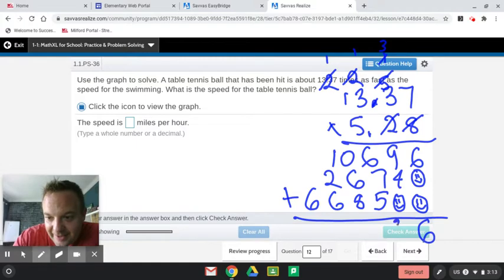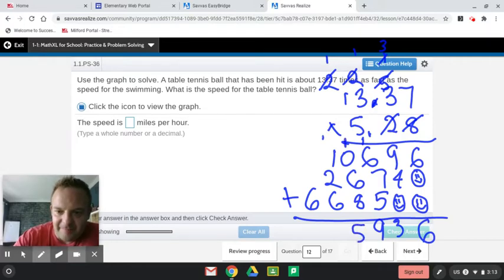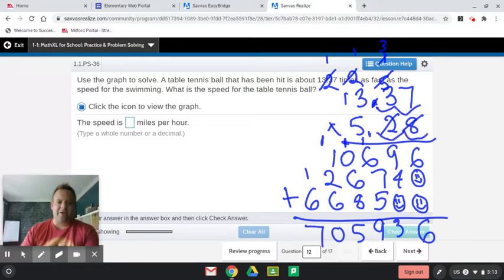6, 13, 7, 14. 14 plus 5 is 19. 1 plus 6 is 7, plus 8 is 15. 1 plus 1 is 2, plus 2 is 4, plus 6 is 10. And now there are 2 places behind the decimal here, 2 places behind the decimal here. 2 plus 2 is 4. It's a little magic there for you. So we go over 4 places. 1, 2, 3, 4.